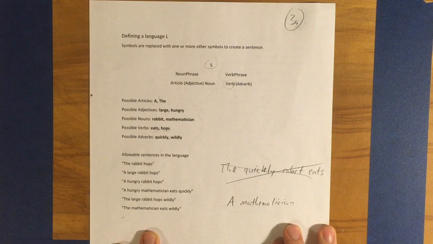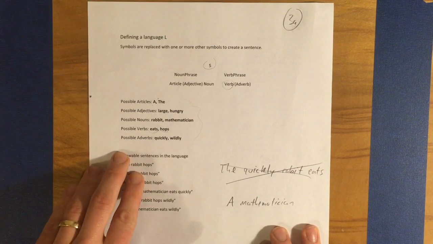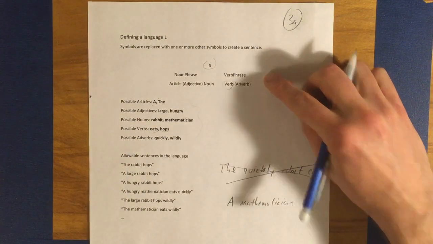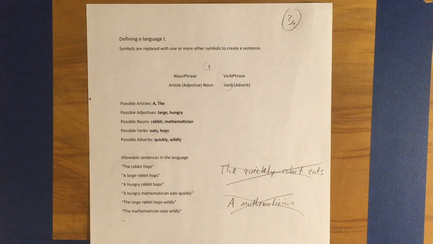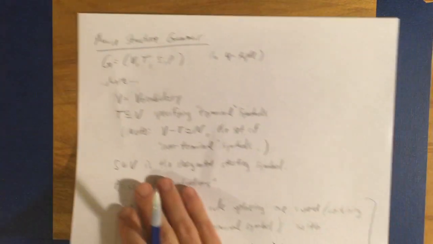That is a noun phrase, and it's a valid noun phrase by these rules, but it doesn't include the verb phrase. So that also would not be a valid sentence in this language. So that's the general idea of what's called a phrase structure grammar. Let's look at the formal definition now.